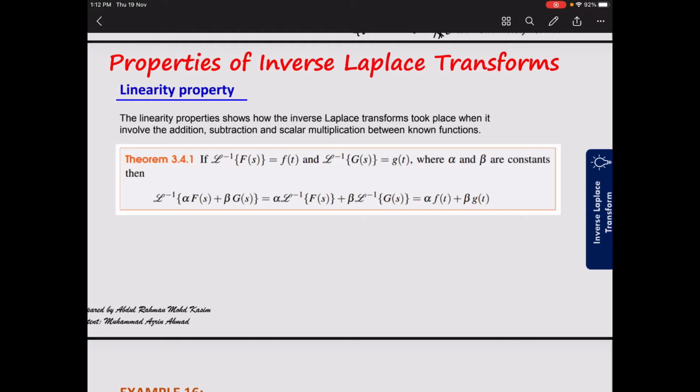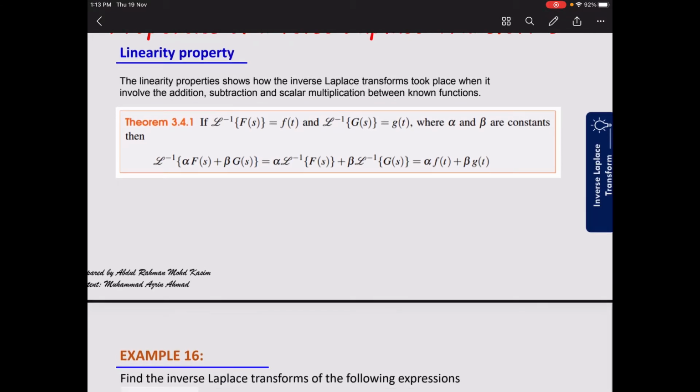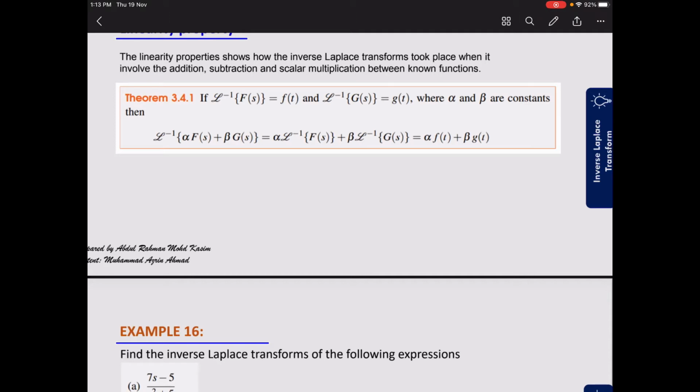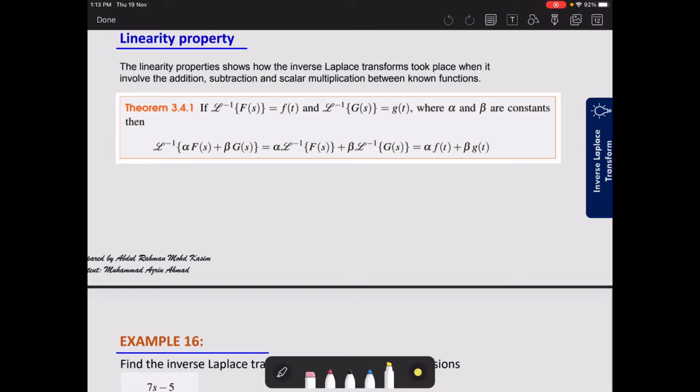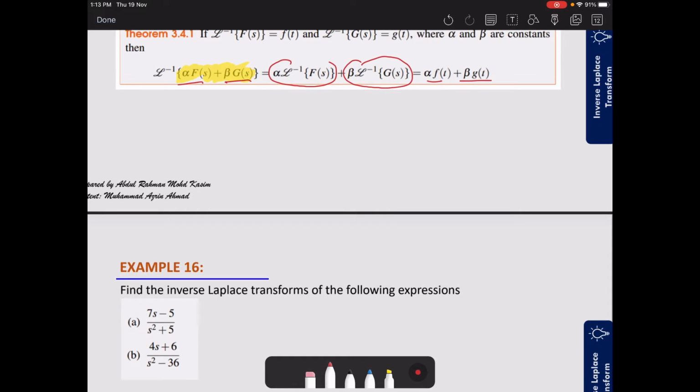Now we would like to proceed to the properties of inverse Laplace transform. By the linearity property, if you have this function, you can solve it separately. Look at here, you have two functions over here, so you can solve them separately and then you will have the separate answers. It's similar to the linearity property in the Laplace transform.